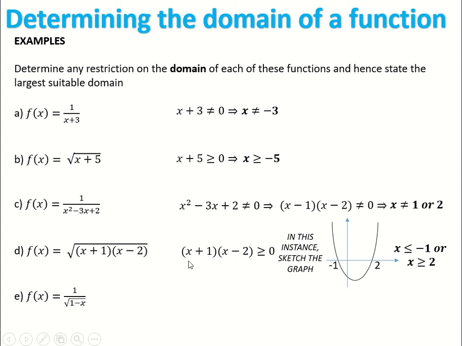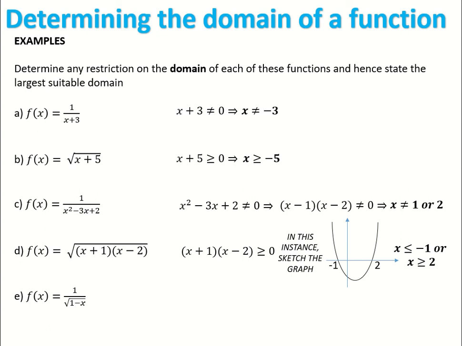It's not just a case of saying x plus 1 is greater than or equal to 0 and x minus 2 is greater than or equal to 0. Because if you go one step further, that won't make any sense. You'd have x is greater than or equal to minus 1 and x is greater than or equal to 2. You can't have both of those things in the same equation. So you have to think in terms of the graph.